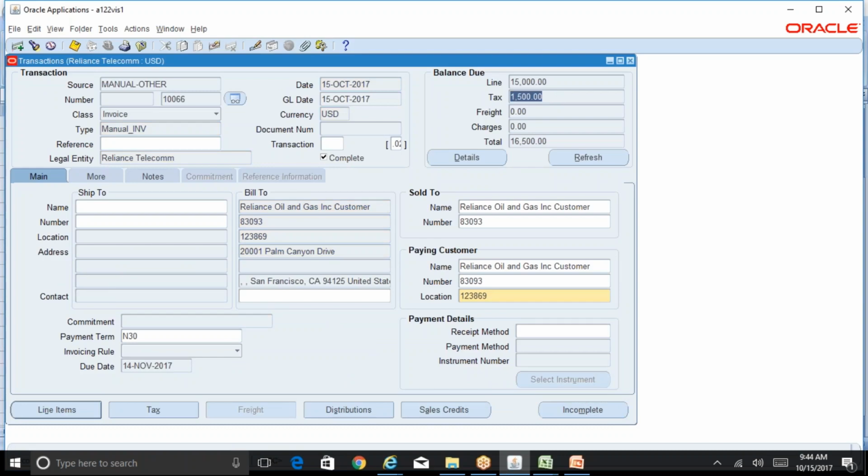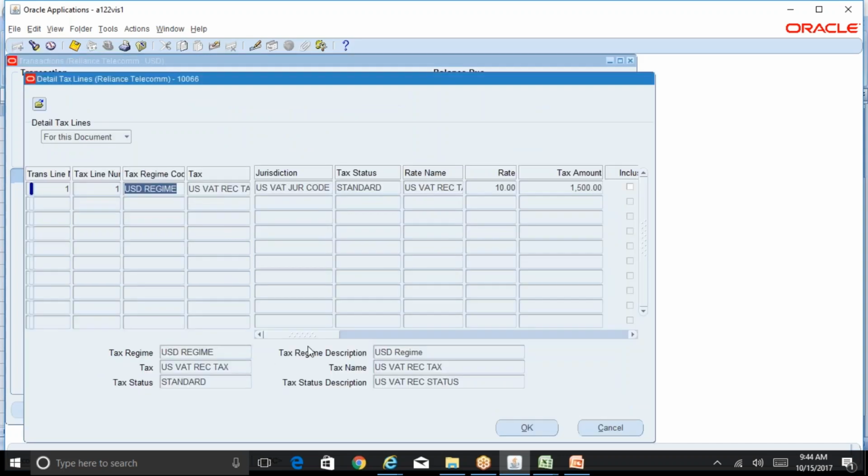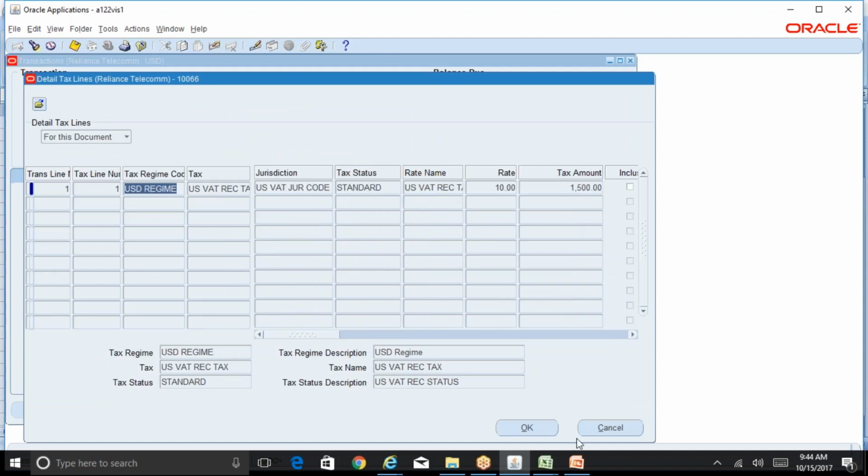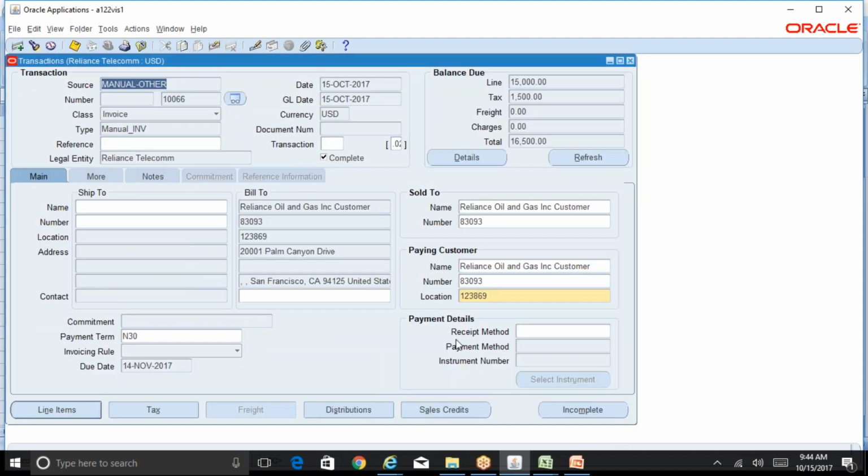This is how you can see the effect for different countries based on the rules you have set up. And in order to get the details of what regime and what rate the system has used, you need to get into this particular tax button, which will give you the details of what the system has actually used. So this is with regard to AR.